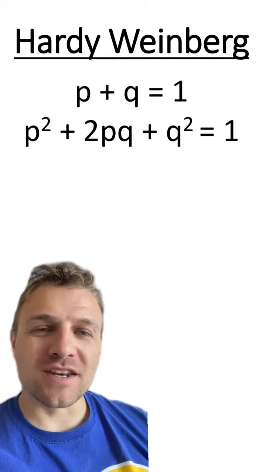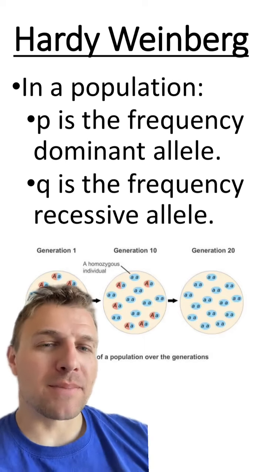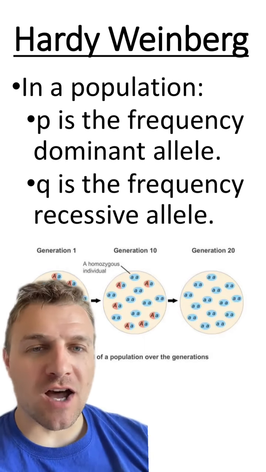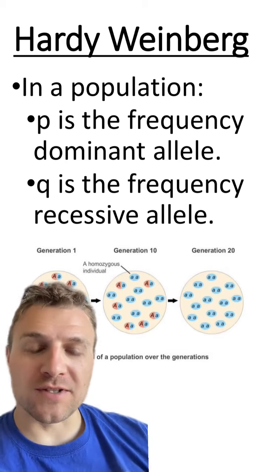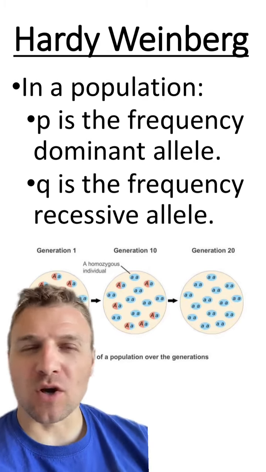Let's talk about something within evolution called the Hardy-Weinberg equation. In a population, P is going to represent the frequency of the dominant allele, while Q is going to represent the frequency of the recessive allele. Remember, within a population, we have something called the gene pool.